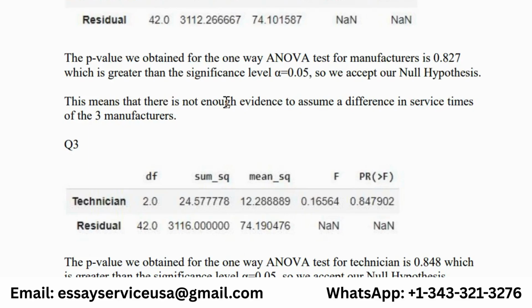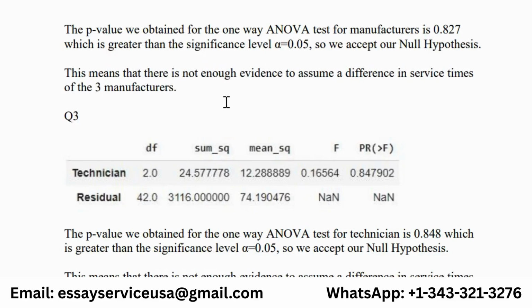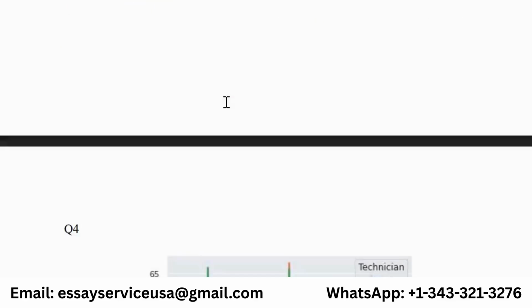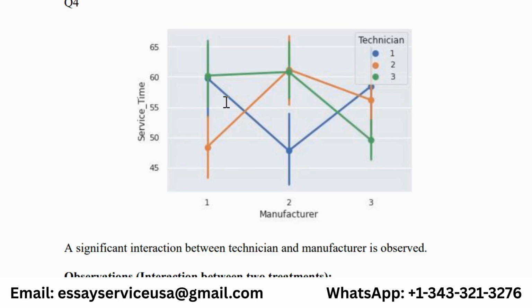I visualized the interaction using a point plot and then ran a two-way ANOVA. And here is the interesting part. The interaction effect between technician and manufacturer is highly significant. This means while technicians don't differ on average and manufacturers don't differ on average, certain technician and manufacturer combinations are much faster or slower than others. That's where the hidden inefficiency was.